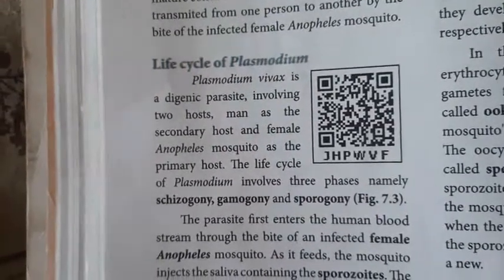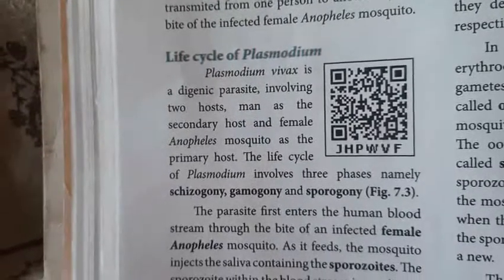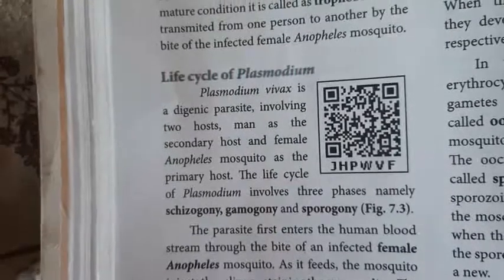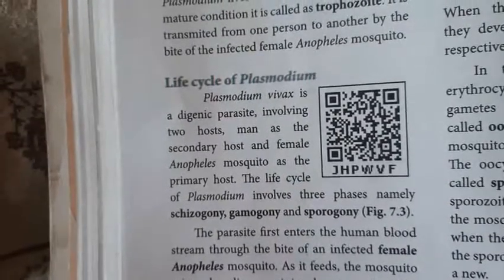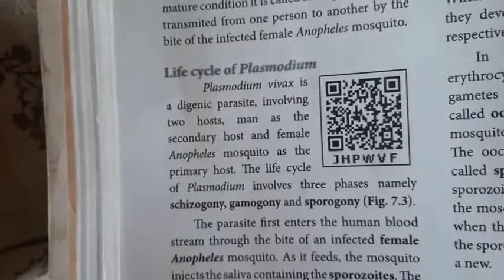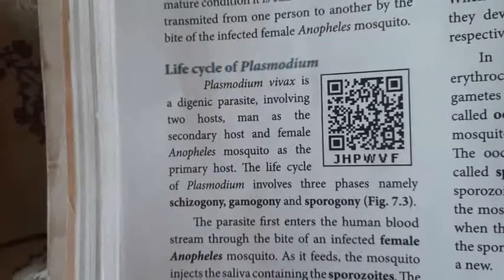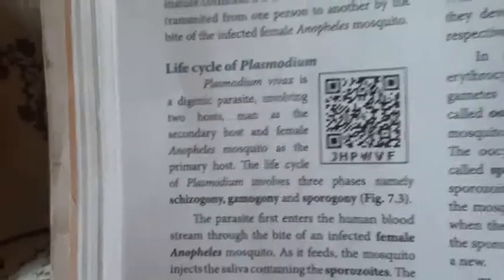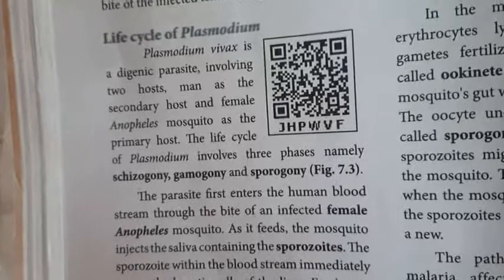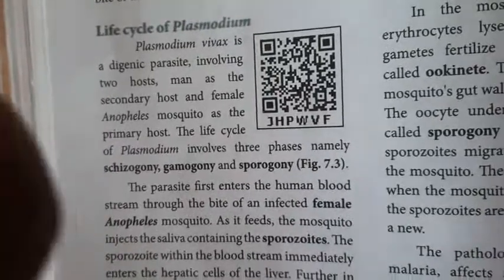Plasmodium vivax is a digenic parasite involving two hosts. Man is the secondary host and the female Anopheles mosquito is the primary host. Two types of hosts are present in Plasmodium vivax. That's why it is called a digenic parasite.